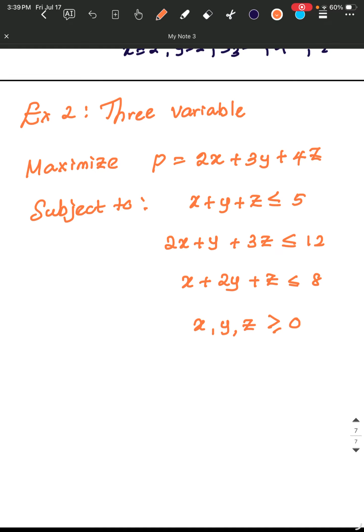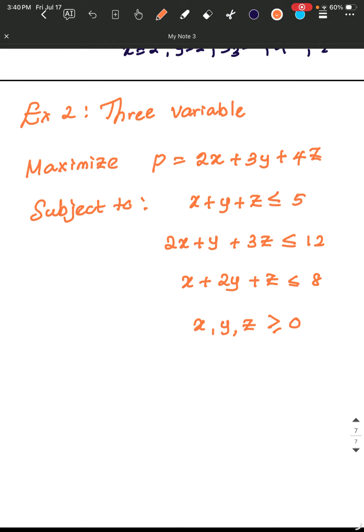Okay, now let's try a problem with 3 variables. This is where the simplex method becomes very useful, because graphing a 3 variable feasible region is very difficult. We will follow the same steps: add slack variables, write the initial simplex tableau, choose the pivot column and pivot row, and continue until the bottom row has no negative entries.